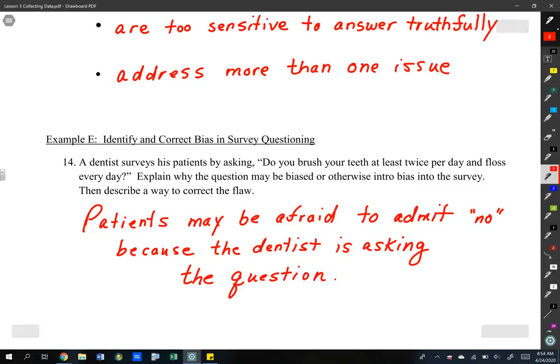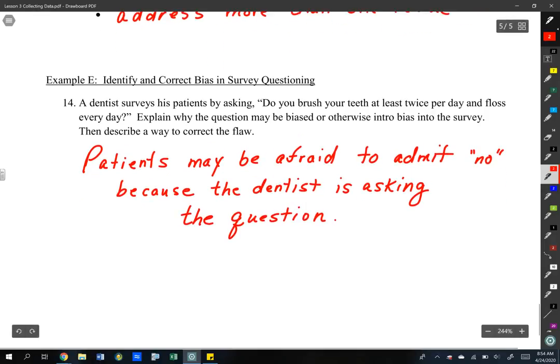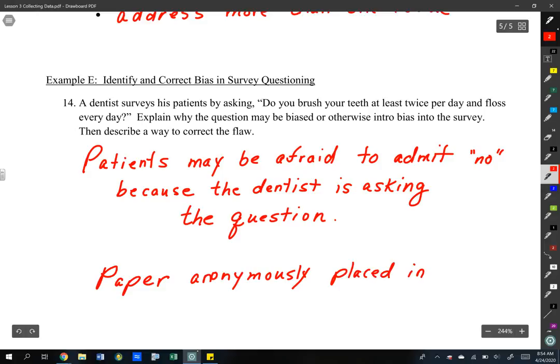All right. And then how could we improve this? Maybe have some sort of paper that the patients could fill out and drop in a box that would be completely anonymous. So I'm just going to make my suggestion here. Paper anonymously placed in a box. And I'm sure you guys have lots of other great ideas. I'm not saying this is the only answer, but just to give you an idea and a sense for what would be a biased question and how to correct it.